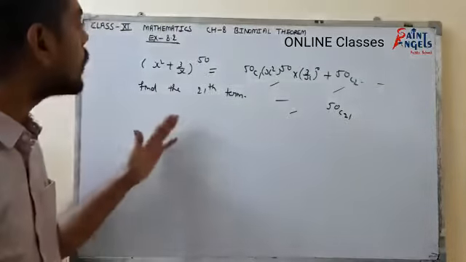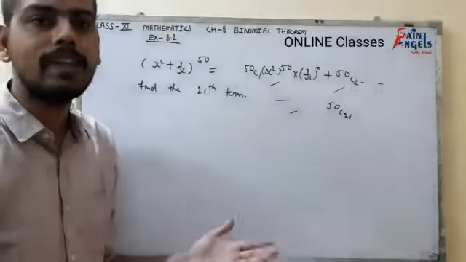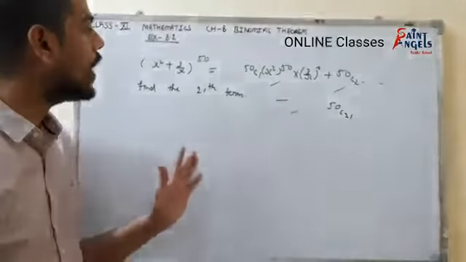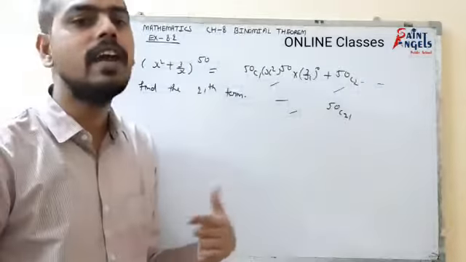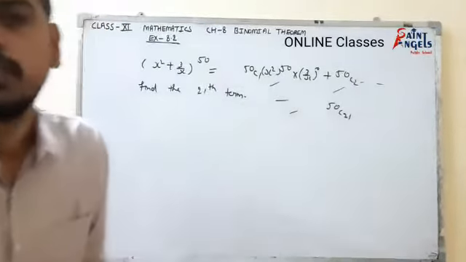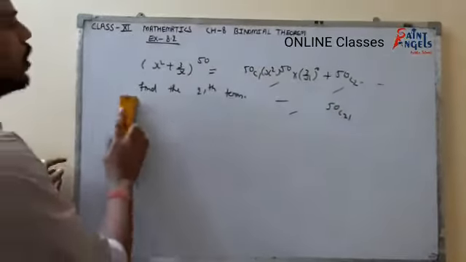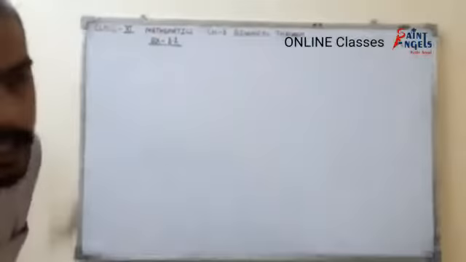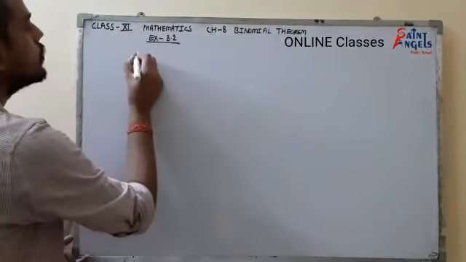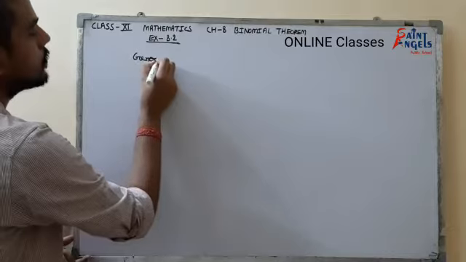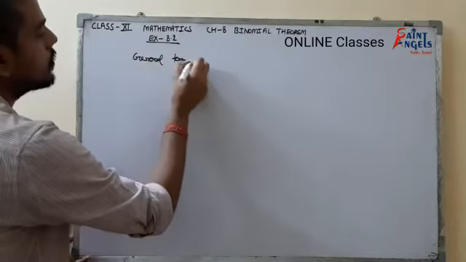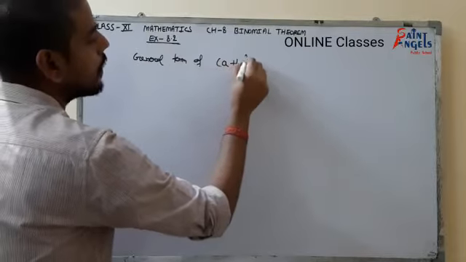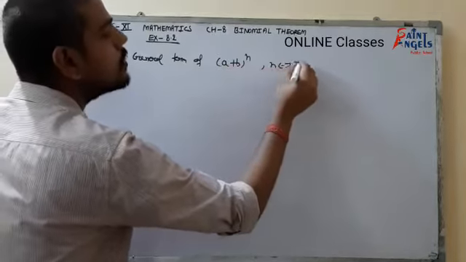So to save our time, we have a formula, that is, the general term of a binomial expansion. By putting the values in the general term, we can easily get any term we are looking for, and the middle term as well. So first of all, we will discuss the general term of (a + b)^n, where n is a positive integer.